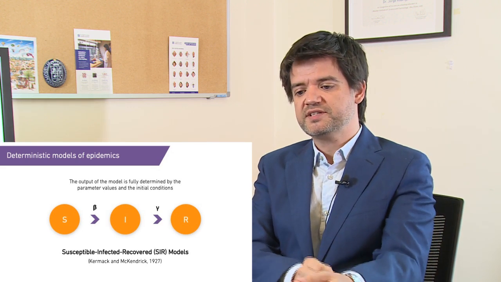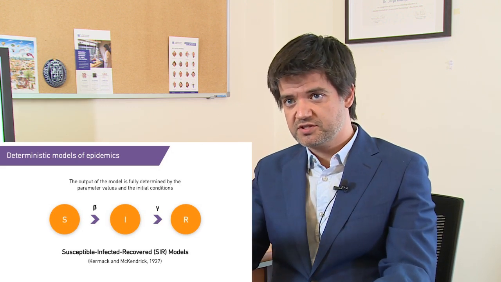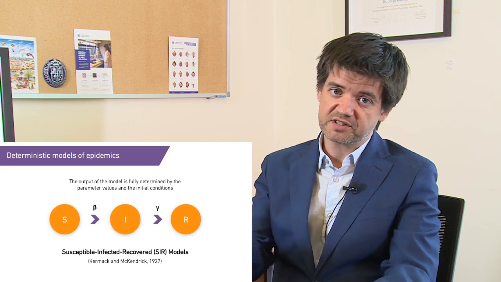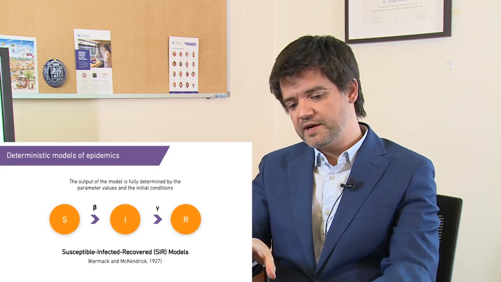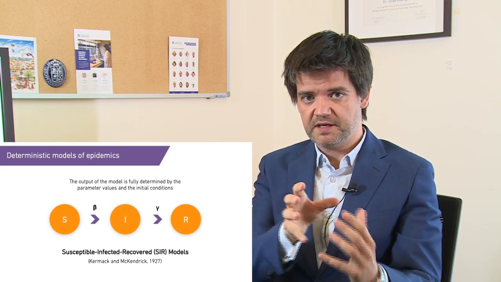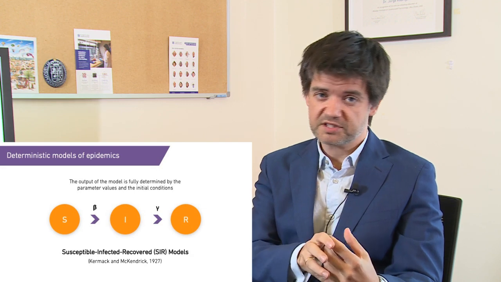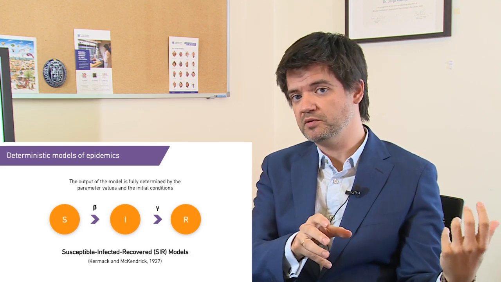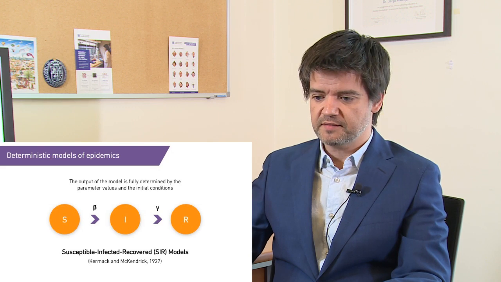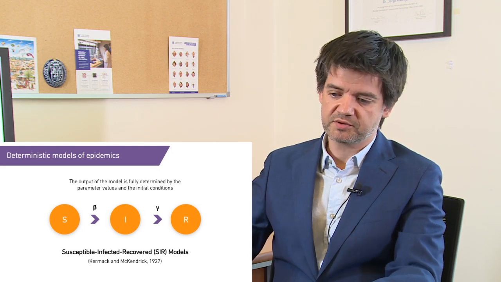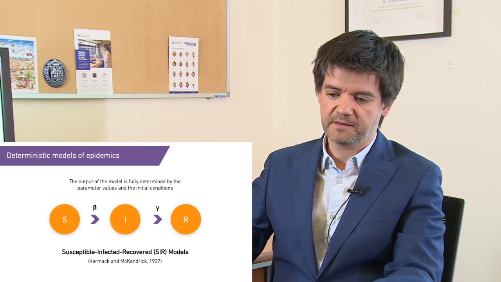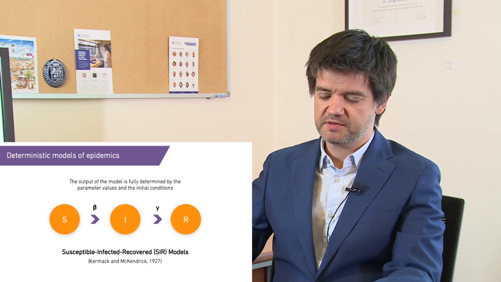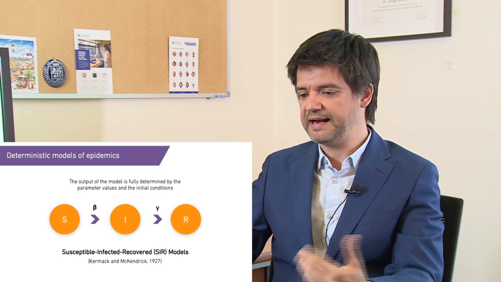So what these models do is they model the rate at which a susceptible individual becomes infected, that's the rate of infection, and then the rate at which the infected individuals recover and become immune. So this is one basic type of model. It's already old, it was developed in the early 20th century. This model has been around for a while, and it has created lots of variations.